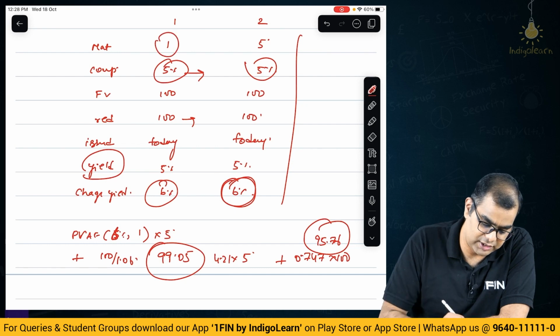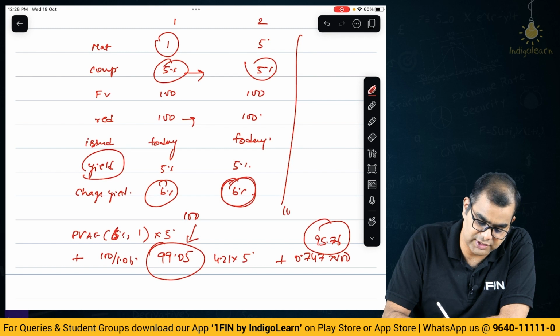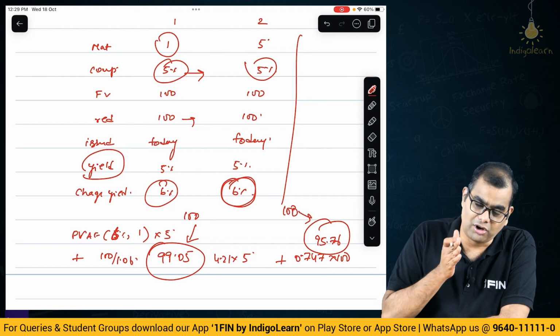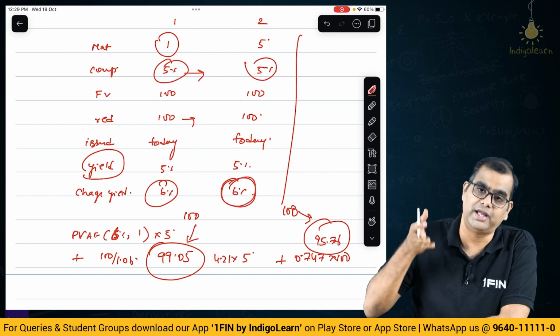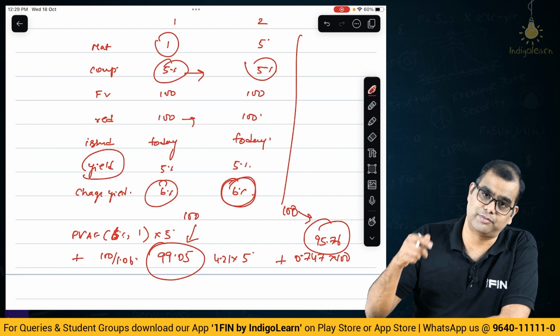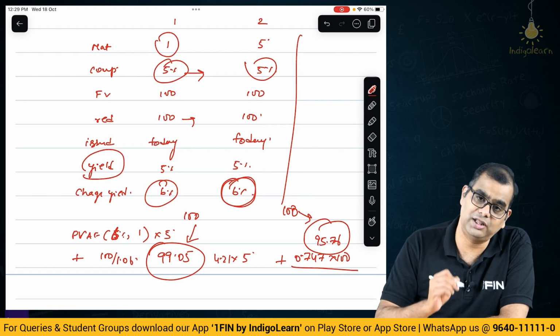Because this is a 1-year bond, the price has changed from 100 only to 99, whereas this one the price has changed from 100 to 95. Why? Because all the cash flows are spread over a period. Each cash flow is affected by the present value. The effect is much larger on all the cash flow aspects.